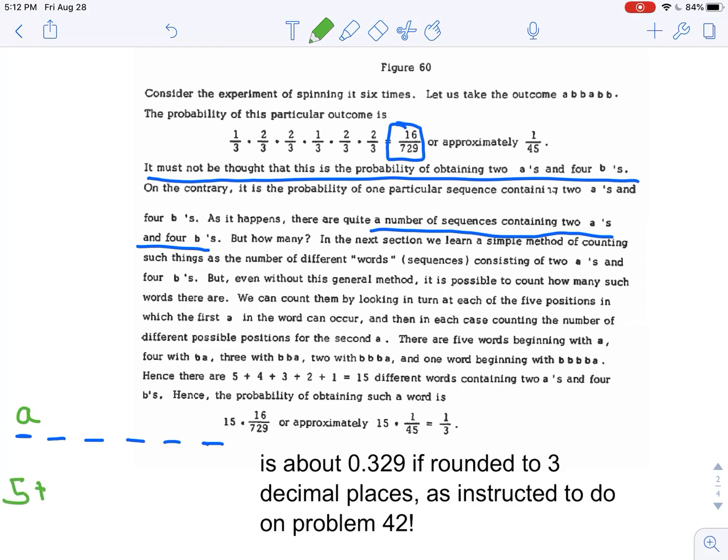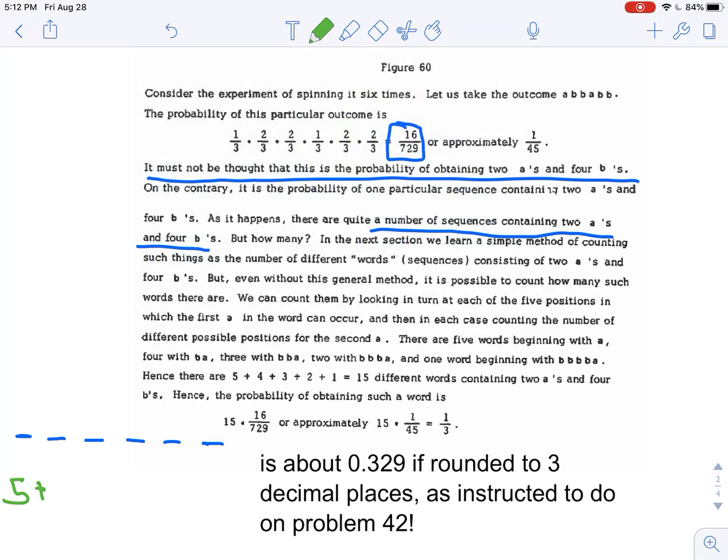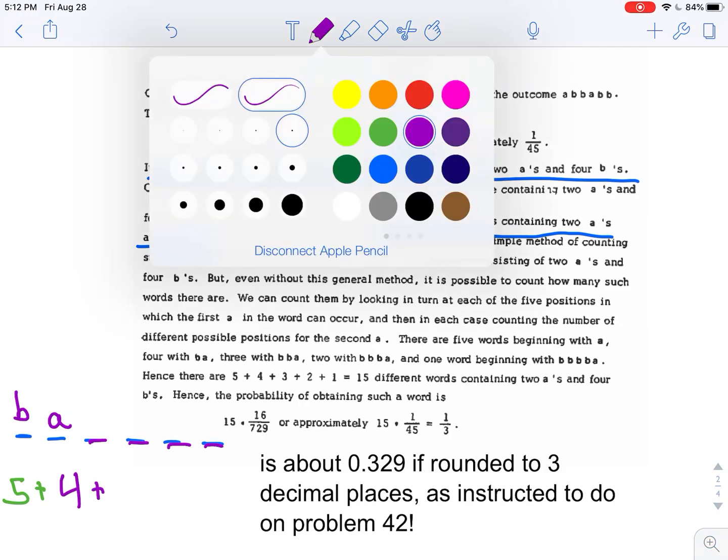So that's 5 ways, plus, but wait a second. What if, let me change my color again. What if the first A happened here? So it's like B, A. Now there's 1, 2, 3, 4 ways I could set down the second A.